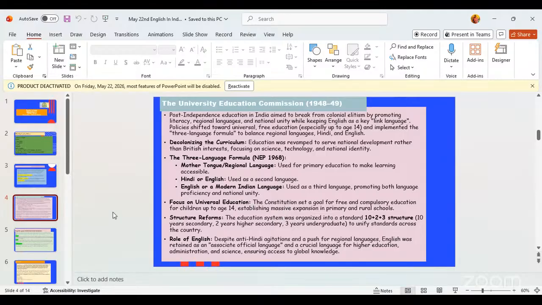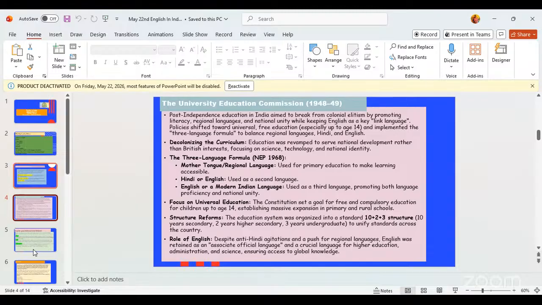The focus on universal education: the Constitution set a goal of free and compulsory education for children up to the age of 14, establishing massive expansion in primary and rural schools. The structural reform was that the education system was organized in a standard 10 plus 2 plus 3 structure, that is, 10 years of secondary, 2 years of higher secondary, and 3 years of undergraduate, to unify standards across the country. As for the role of English, despite anti-English agitations and a push for regional languages, English was retained as an associate official language, and it was crucial for higher education and administration.